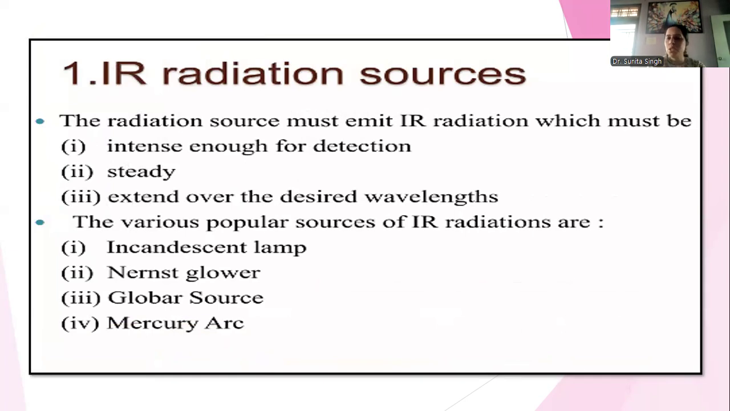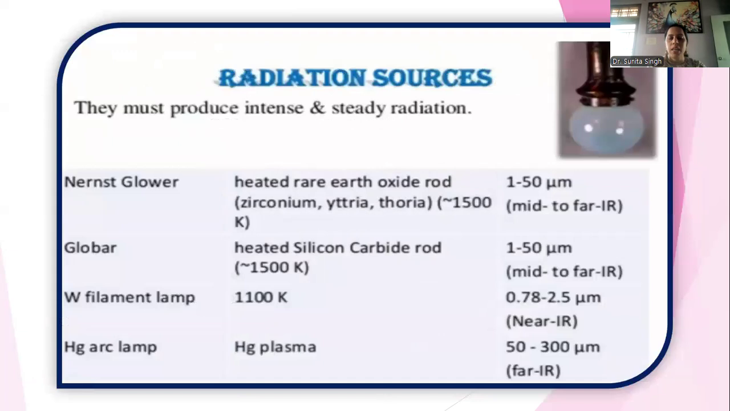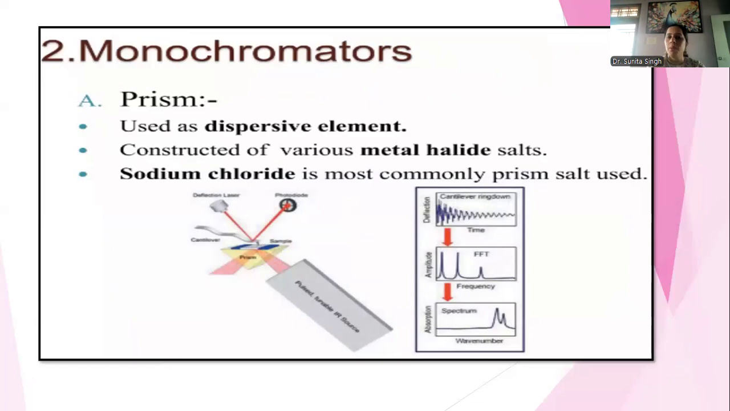The popular sources of IR radiation are the Nernst glower, globar source, mercury arc, and incandescent lamp. These are the radiation sources commonly used in IR spectroscopy: Nernst glower, a heated rare earth oxide rod; globar, a heated silicon carbide rod; tungsten filament lamp; and mercury arc lamp. So these are some of the radiation sources in IR spectroscopy.